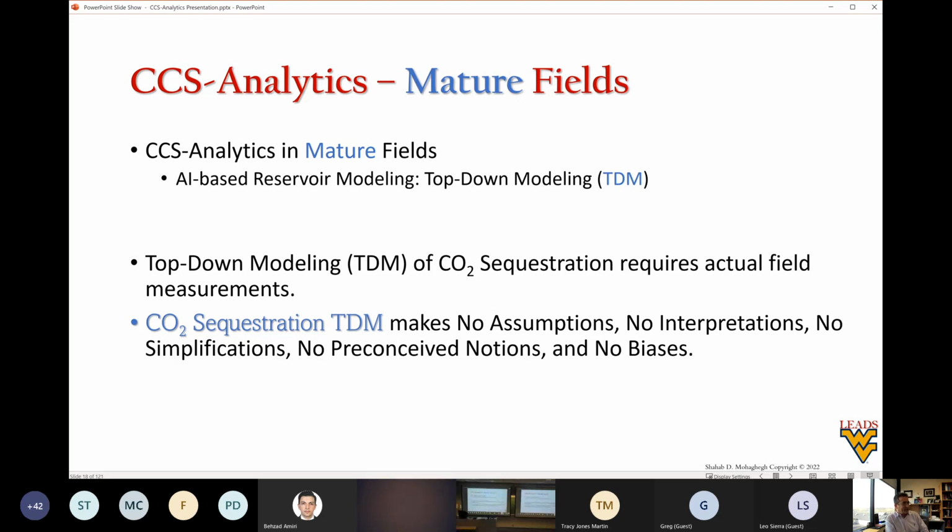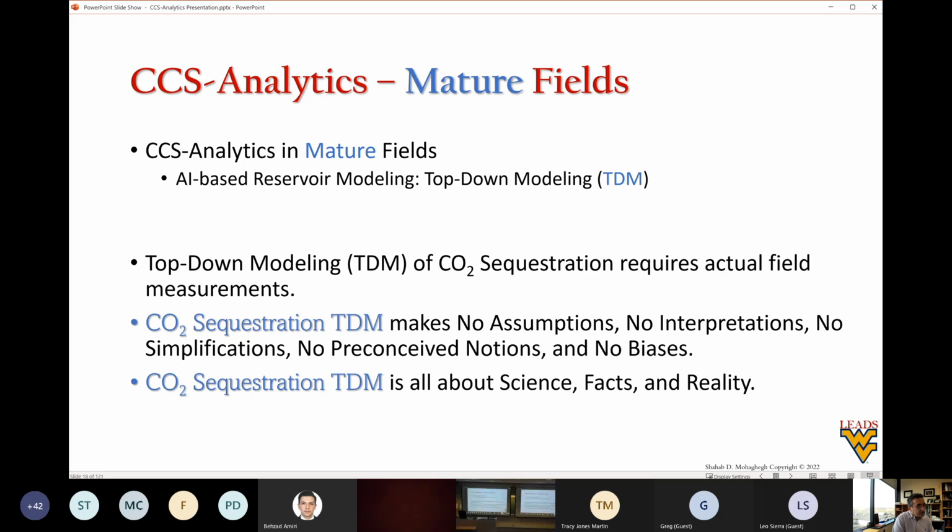The CO2 sequestration top-down modeling makes absolutely no assumptions. It makes no interpretations. It makes no simplifications. It makes no preconceived notions or biases. It does reservoir modeling in a completely different fashion as we do in numerical reservoir simulation, or what we have been doing in our industry for the past 70 years. This TDM, CO2 sequestration, or CO2 storage using top-down modeling, is all about science, facts, and reality. It doesn't include any interpretation or assumption or biases.